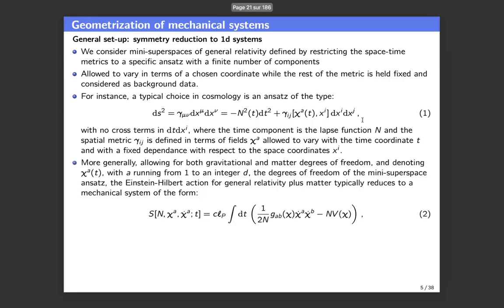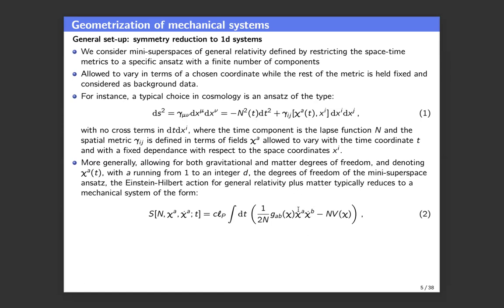Okay. So from a more general point of view, if you do this, what you will end up with is a 1D system after symmetry reduction. And in particular, you allow the gravitational and the matter degrees of freedom that you denote by chi collectively to depend only on the time t. And if you implement this symmetry reduction in the Einstein-Hilbert action of general relativity plus the matter sector, you will end up with an action which is typically given by this one, okay?